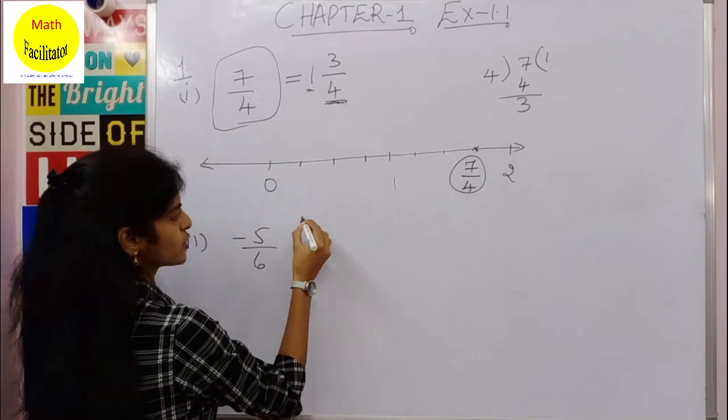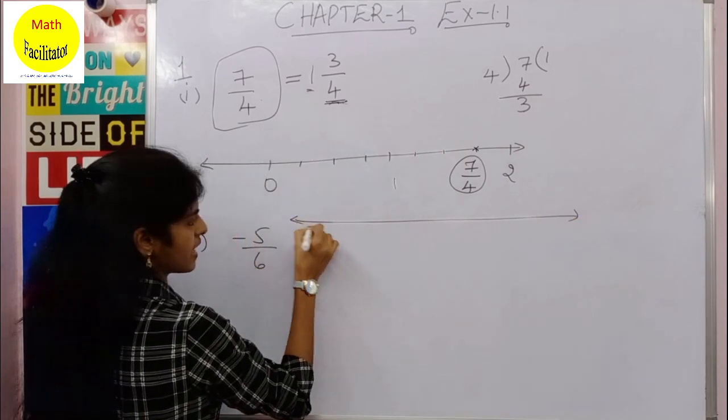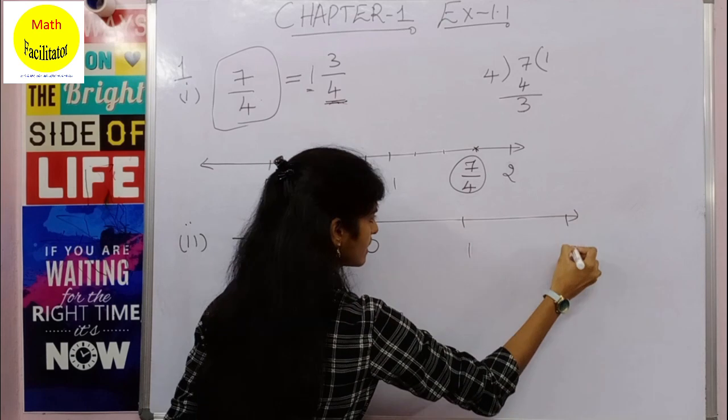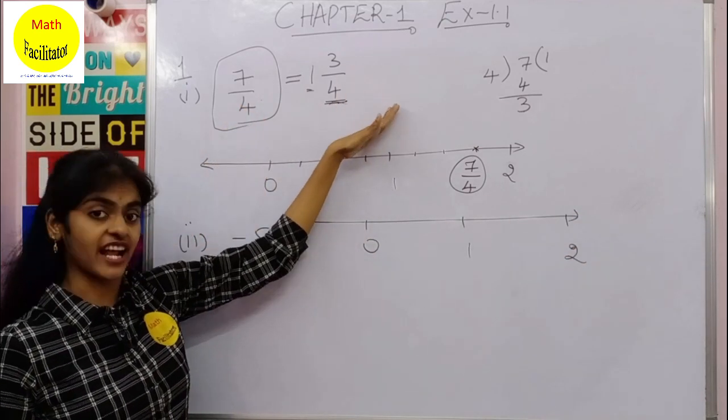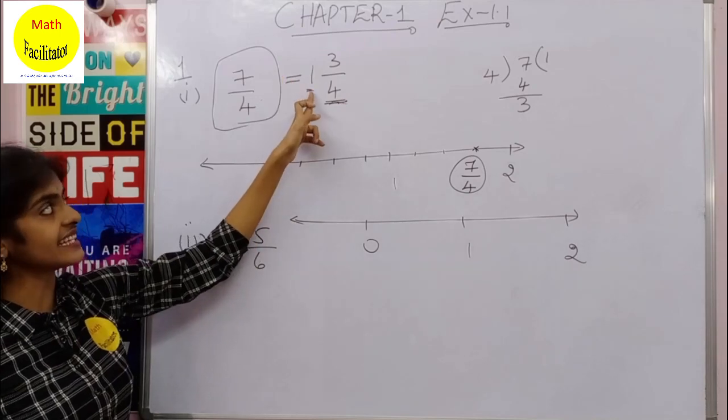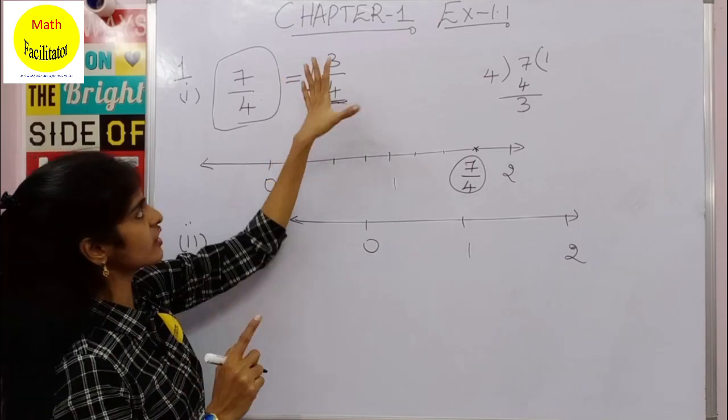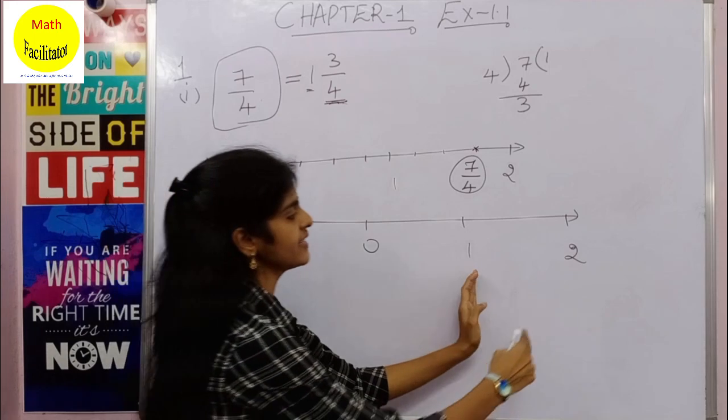So let us do it here. This is the number line 0, 1, 2. Now you have converted it into mixed fraction, and you have seen that the integral part is 1, which means now this lies between 1 and 2.